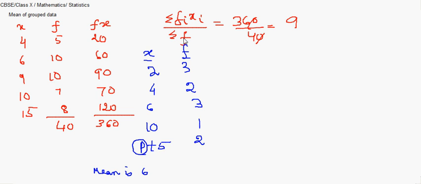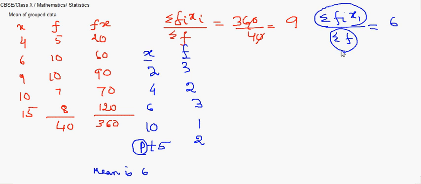Since the mean is given, that means summation of fx by summation of f is 6. We need to substitute the value of summation of fx and summation of f here so that we can get an equation. So let's find the summation of f. That's giving us 3, 2, 6, 7, 8, 9, 11.